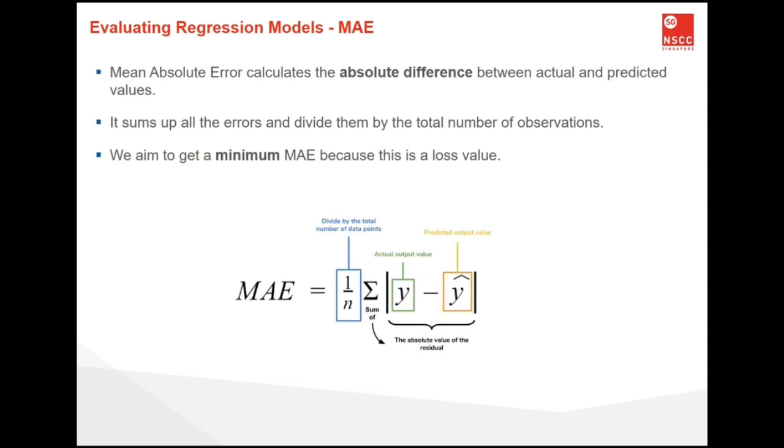Now, we have to find the mean absolute error of your model, which is basically a mistake made by the model known as an error. The difference between the actual value and predicted value is an absolute error. We will sum up all the errors and divide them by the total number of observations. And this is called mean absolute error. You can refer to the MAE equation here. Our aim is to minimize mean absolute error because this is a loss term.